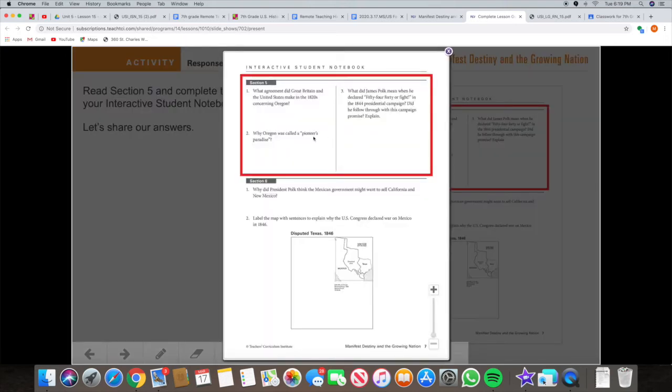What agreement did Great Britain and the United States make in the 1820s concerning Oregon? Why was Oregon called a pioneer's paradise? And what did James Polk mean when he declared 54-40 or fight in the 1844 presidential campaign? Did he follow through with his campaign promise? Explain. As always, I need complete sentences. That's a subject, verb, and object. You are going to take a picture of your work and turn it in on Google Classroom.